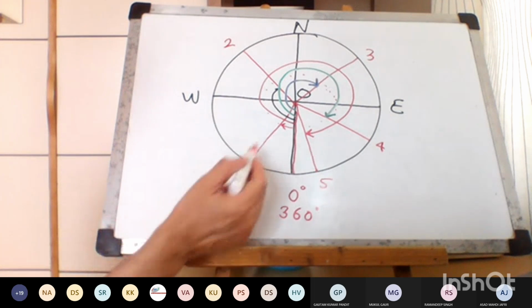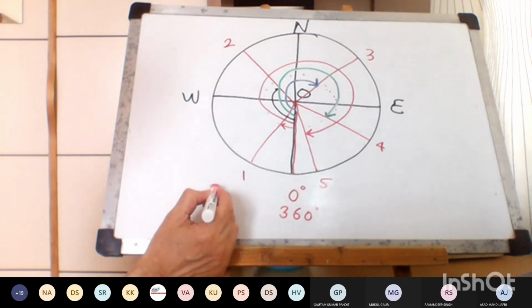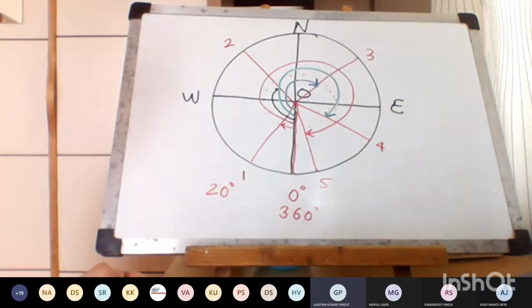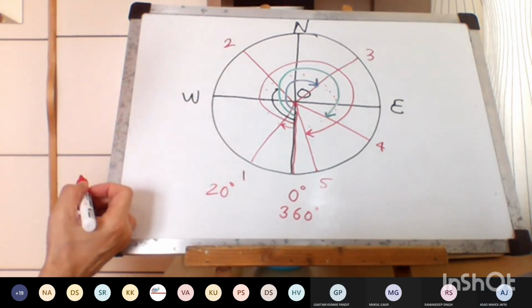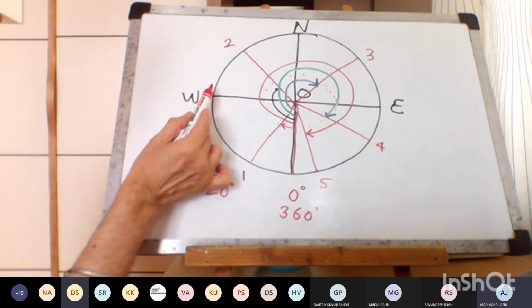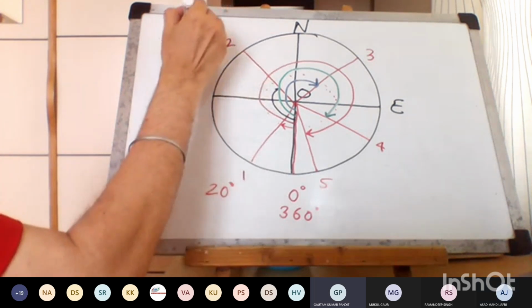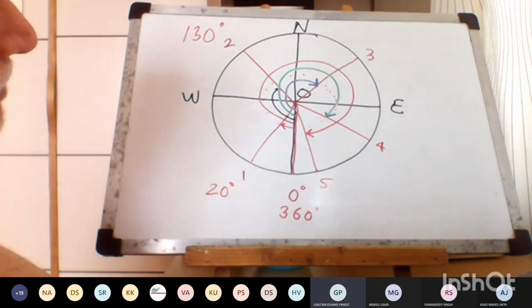So in position 1, what is the LHA approximately? Tell me. 20 degrees. Position number 2, what is the LHA? More than 90 degrees, around 120, 130 degrees. Yes, 130 is correct.